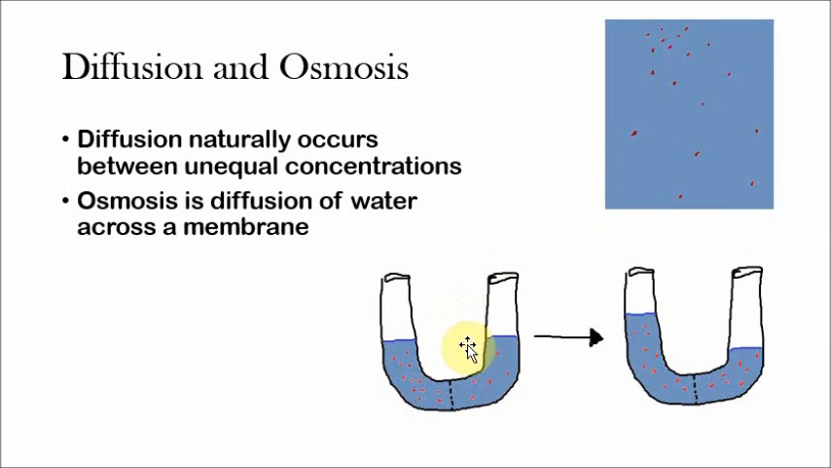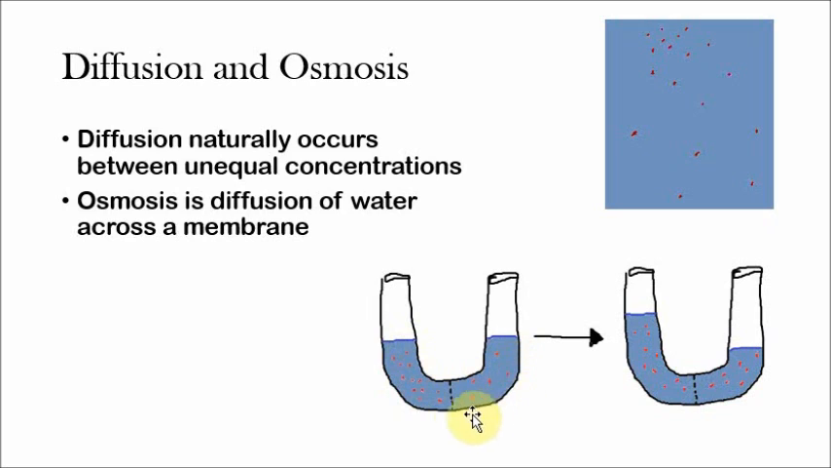Now, the problem comes when you have a certain type of membrane called a semi-permeable membrane. In this case, this membrane is permeable to water, but not to the solute. In this case, you have a process called osmosis, which is basically the diffusion of water across the membrane. It's a little more complicated than that, so we're going to look into it with greater detail.